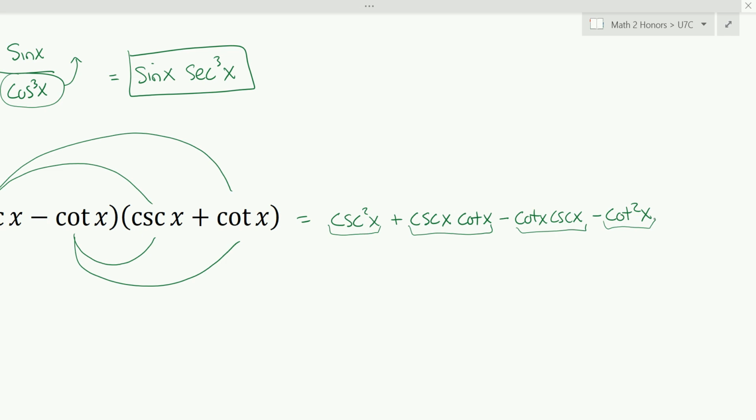Okay, so the second and the third term are like terms, although the products are in opposite order, right? You got cosecant times cotangent, but that's the same thing as cotangent times cosecant. One's positive, one's negative, and so you can combine those like terms, and you end up with 0. And so you're just left with cosecant squared x minus cotangent squared x.